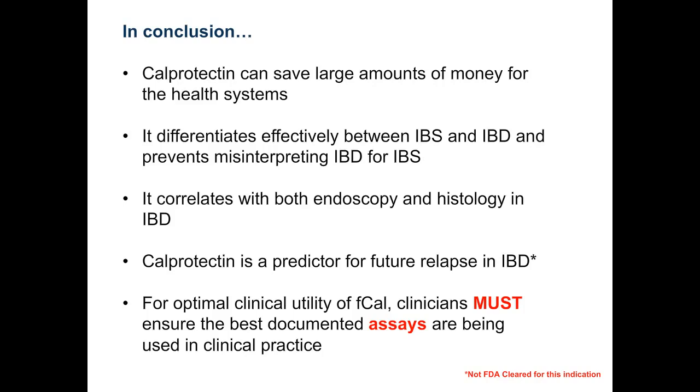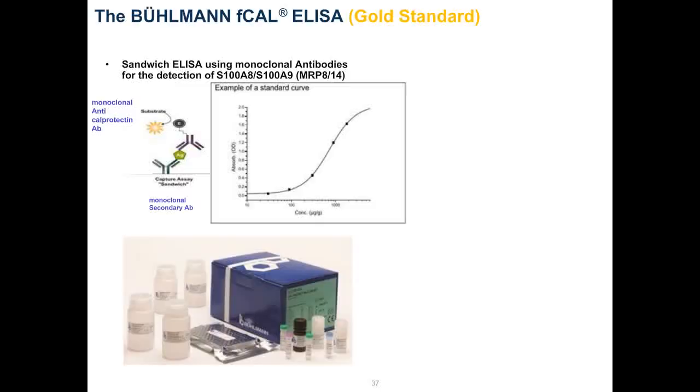That means that you can monitor your patient, you can go in and change the treatment before they have a clinical relapse. And for optimal clinical utility of calprotectin, clinicians must be aware that they ensure that the best documented assays are being used in clinical practice. So that's where we come in. The Bühlmann calprotectin is regarded by many gastroenterologists and in clinical medicine in Europe as the gold standard. A lot of the other competitors are trying to tune their kits into our kits.